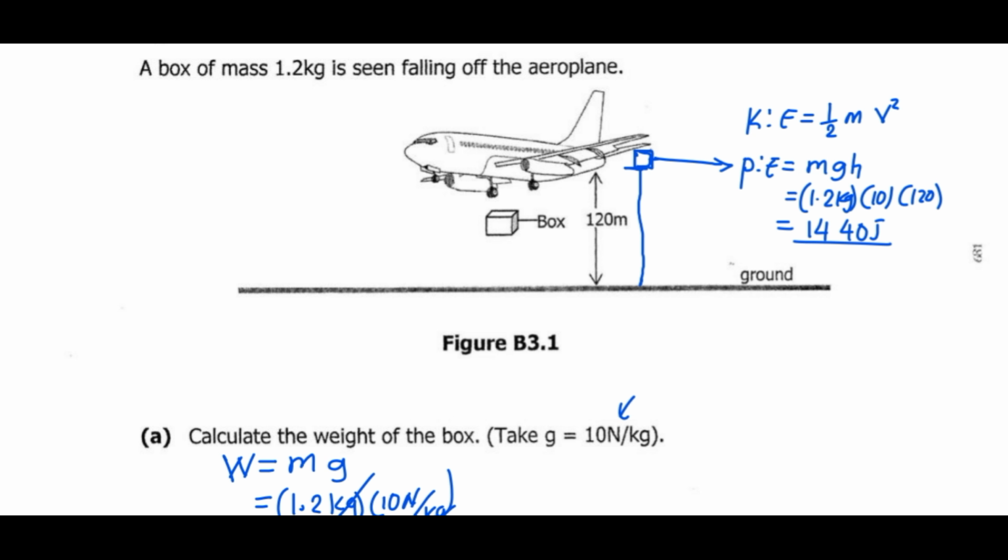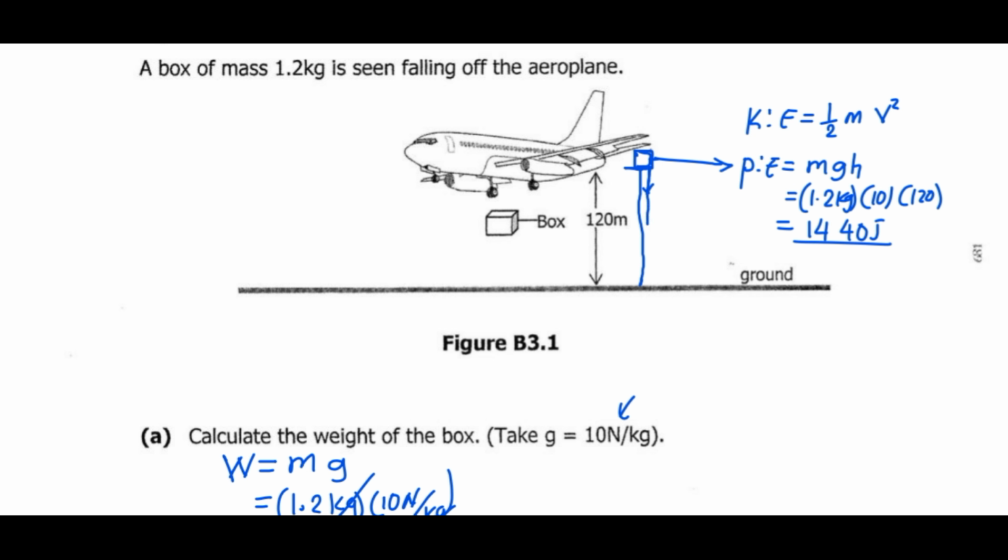Now, if this object is allowed to fall, what happens to the potential energy? We know that potential energy is the energy stored in an object because of not moving, something that is stationary. So if this object starts to fall, potential energy is no longer stored in an object that is moving. So what happens? The potential energy will be converted into kinetic energy, because kinetic energy is a type of energy possessed by an object due to its motion.